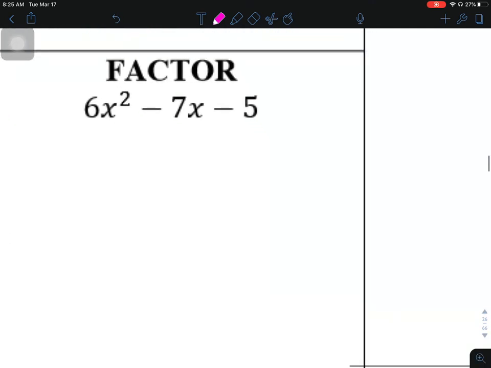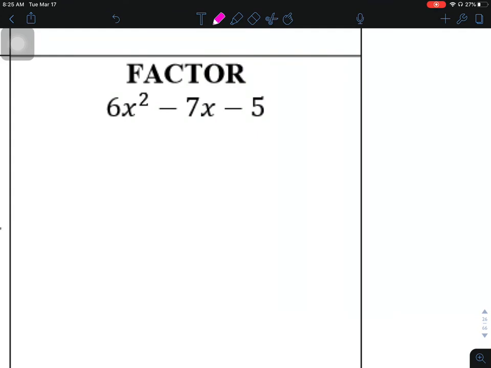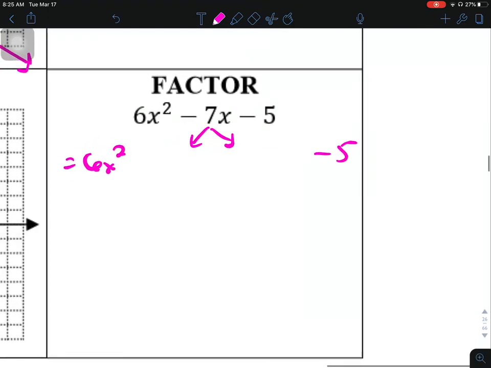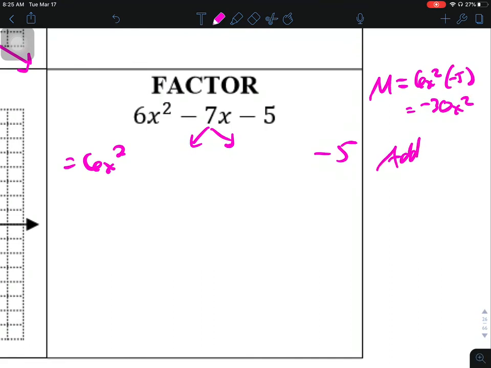Factoring is doing this backwards. And this fella right here, not the easy type, we're going to split the middle term and factor by grouping. To do that, we need to split this -7x apart. We need two things that multiply to get 6x squared times -5, which is -30x squared. We need the same two numbers to add to get -7x. What do you think those numbers might be?